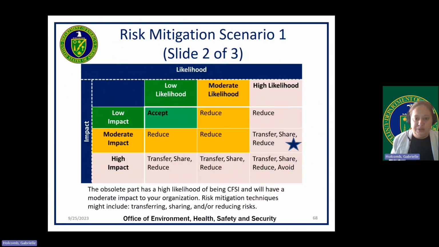In this analysis, we have determined that the risk has a high likelihood and moderate impact. Mitigations that are suggested for this likelihood and impact are to transfer, share, and reduce the risks.